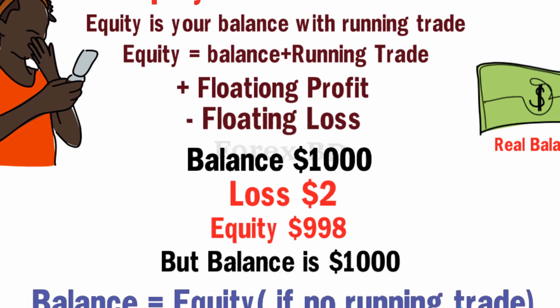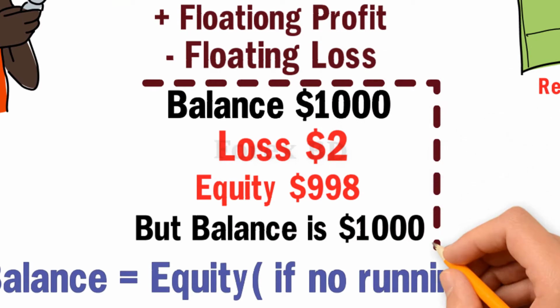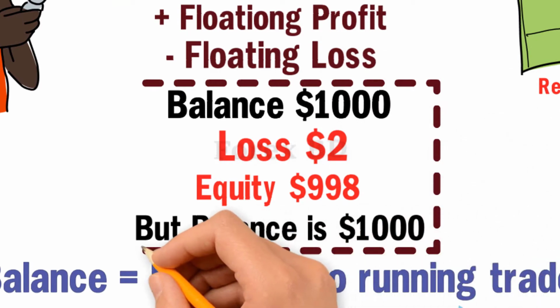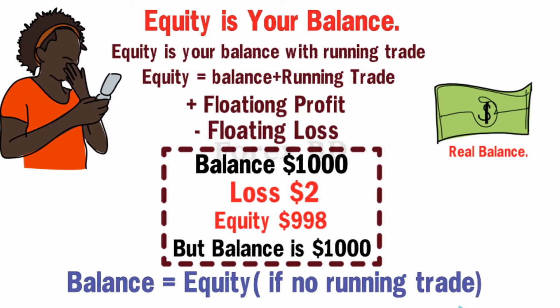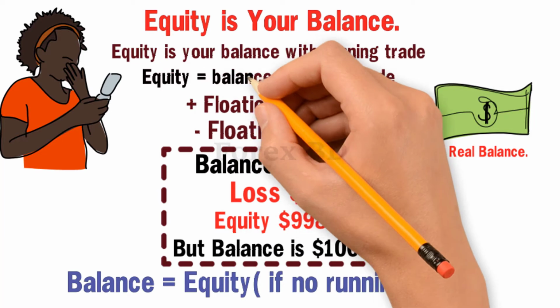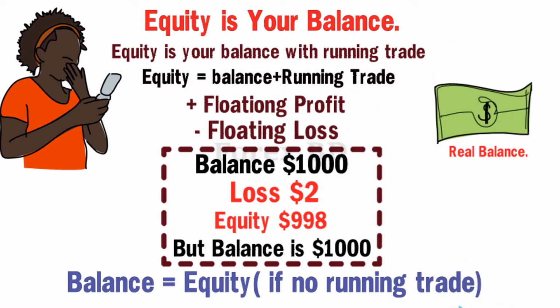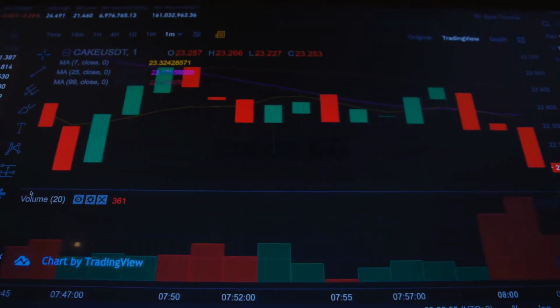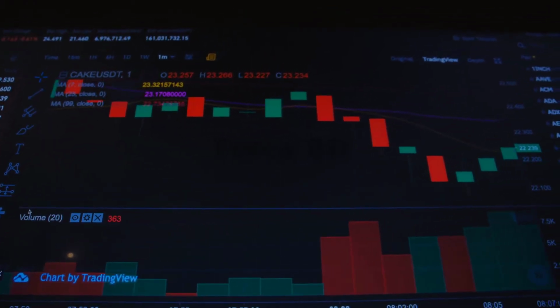If you close that entry with $2 of loss, your balance will show $998, and the equity will show the same. That is, your running trades are not calculated in the case of balance, but your running entries are calculated in the case of equity. So after you take an entry, your equity will go down as the loss increases, and as the entry goes into profit, your equity will increase, but your balance will remain the same until you close the entry.